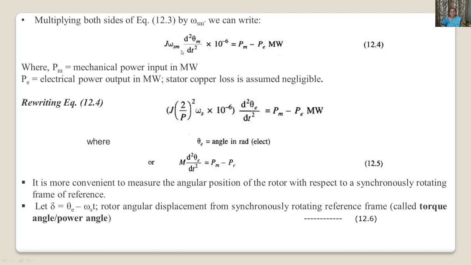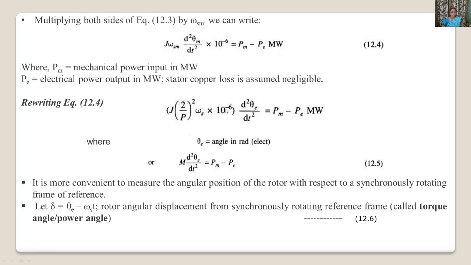Now we have to rewrite this equation, because in this equation theta m is mechanical angle while omega Sm is synchronous speed in mechanical radians, so this we need to convert into electrical. So we have converted this into electrical, as well as this. So it is 2 by p theta e, while this will be 2 by p omega s. So it is 2 by p bracket square into omega s, this is theta e, into 10 to the power minus 6.